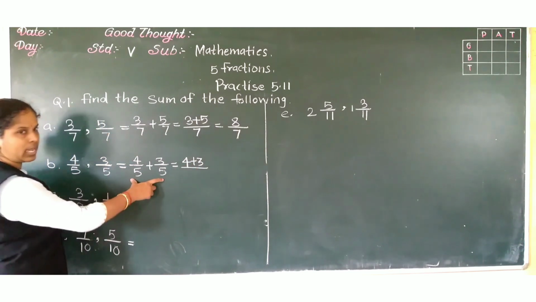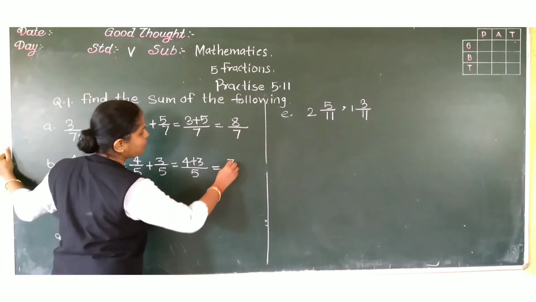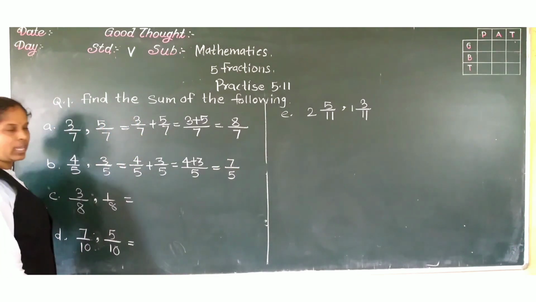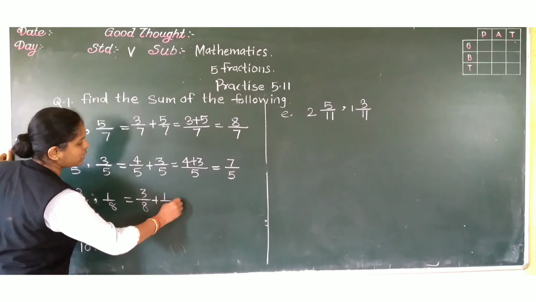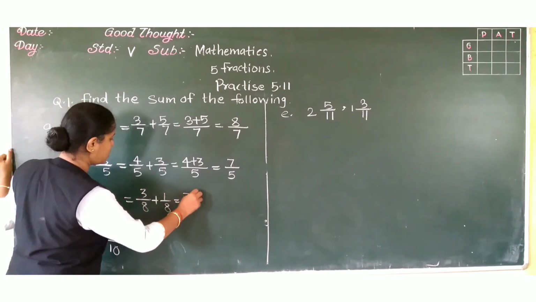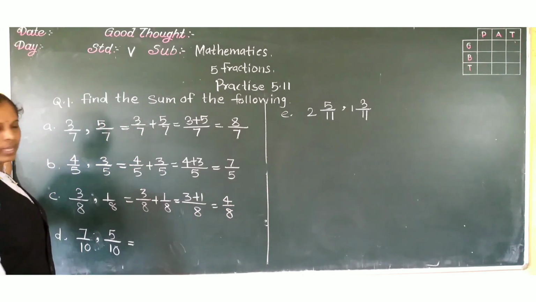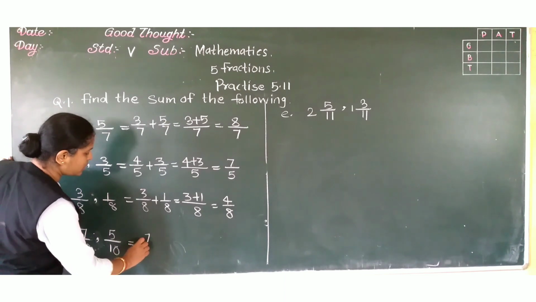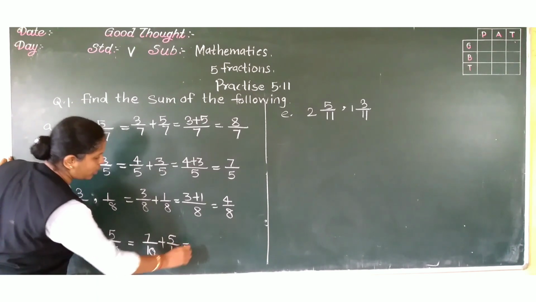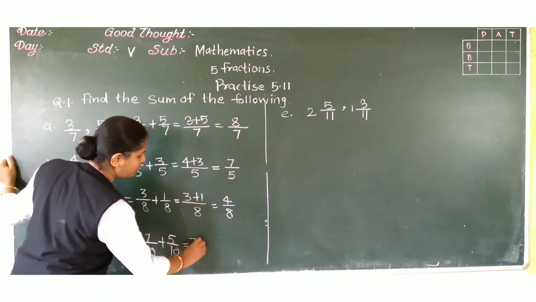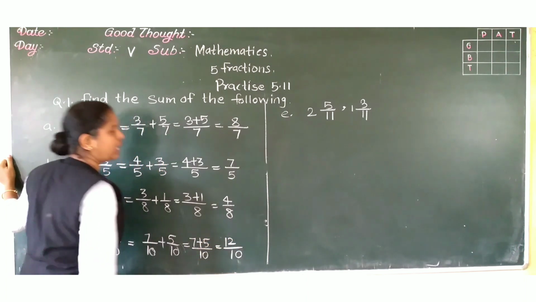As denominators are same, write it common and add the numerators. 4 plus 3, 7 upon 5. Okay. Next, 3 upon 8 plus 1 upon 8 is equal to 3 plus 1 upon 8 is equal to 4 upon 8. Okay. Next, 7 upon 10 plus 5 upon 10 is equal to 7 plus 5 upon 10. That is equal to 12 upon 10.